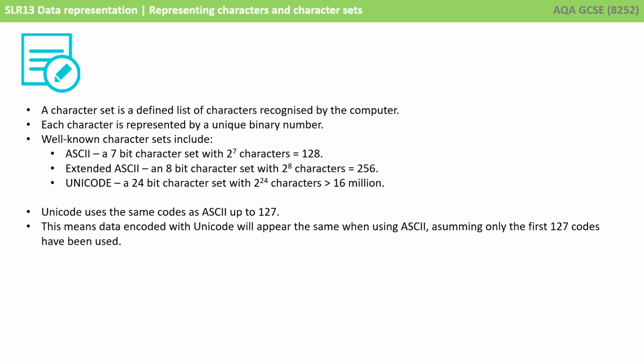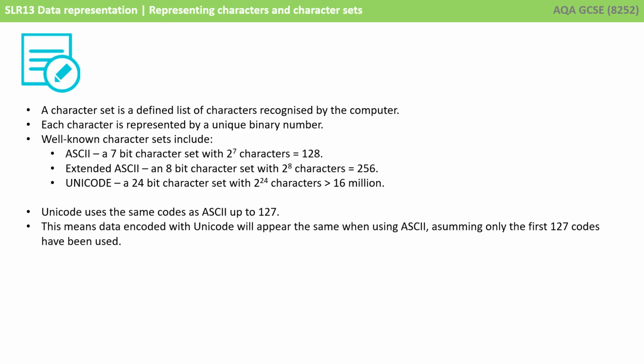So let's just recap what we've learnt. A character set is a defined list of characters recognised by the computer. Each character is represented by a unique binary number. Well-known character sets include ASCII, a 7-bit character set with 2 to the 7 characters, so that's 128 possibilities. The extended ASCII character set, an 8-bit character set, so that's 2 to the 8 characters, or 256 possibilities. And finally, Unicode, a 24-bit character set with 2 to the 24 characters, so that's over 16 million.